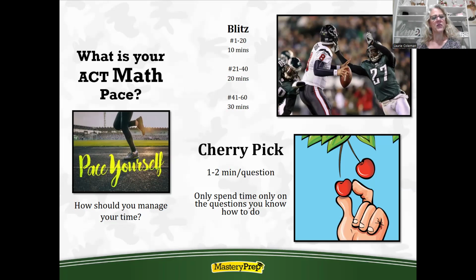There's another group of students that will cherry pick. They take 1 to 2 minutes per question and they spend time only on the questions they know how to do. They will disregard or take an educated guess on the ones that they don't know.